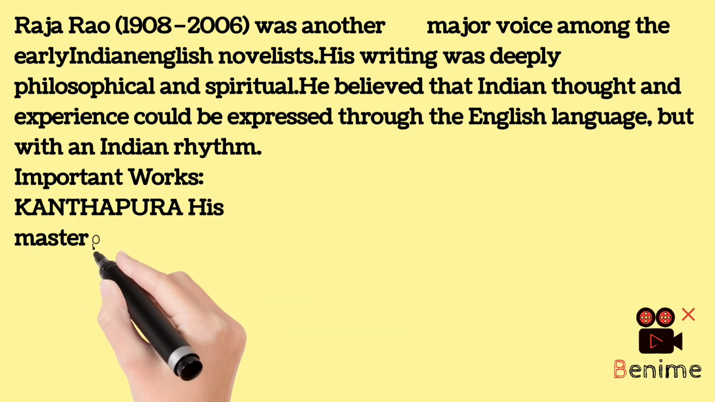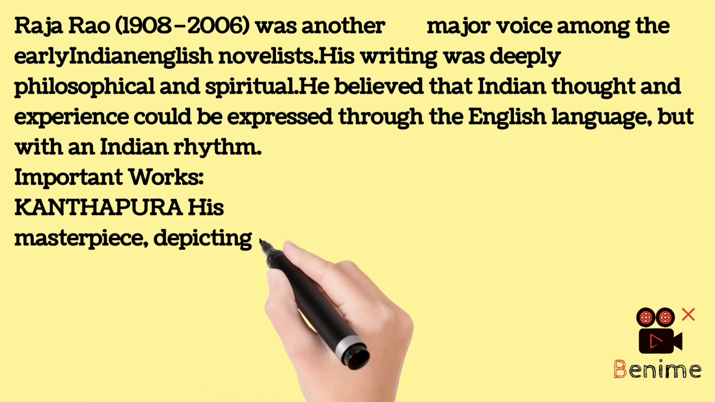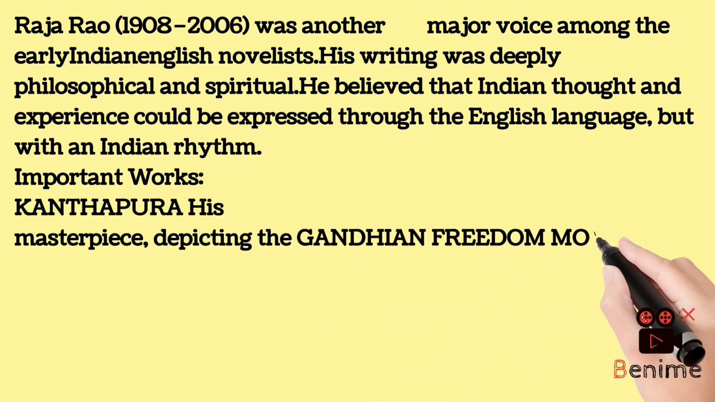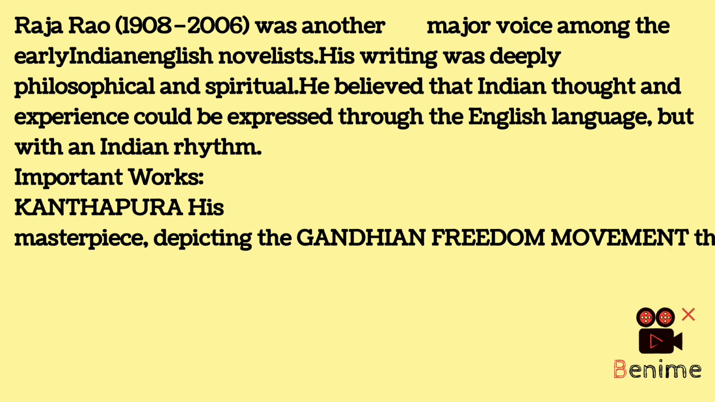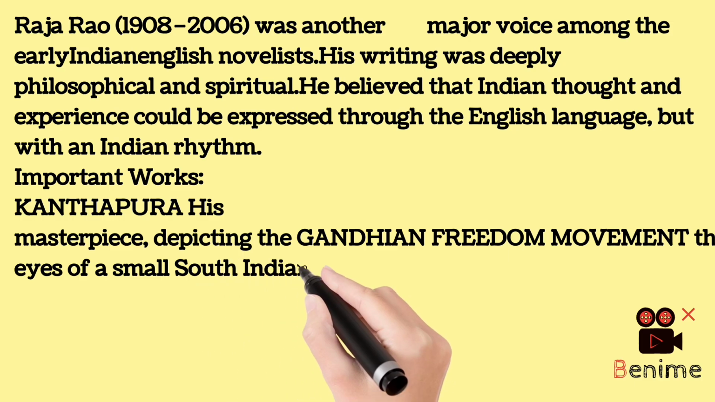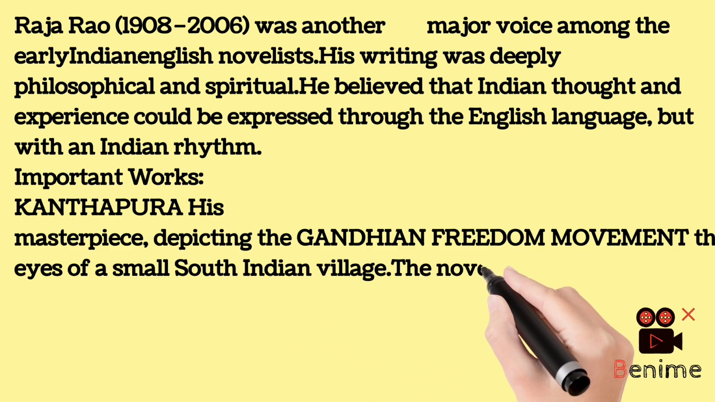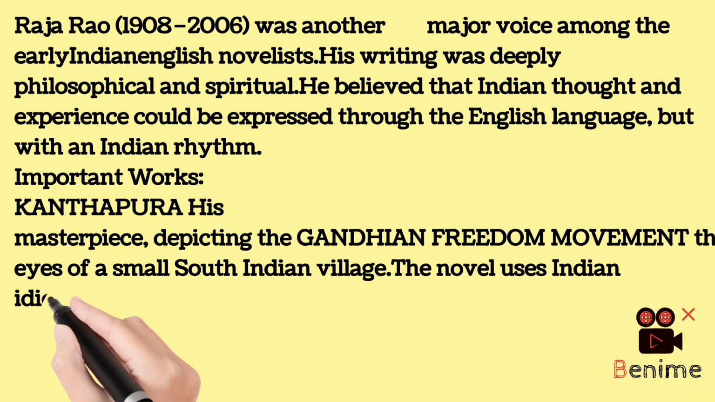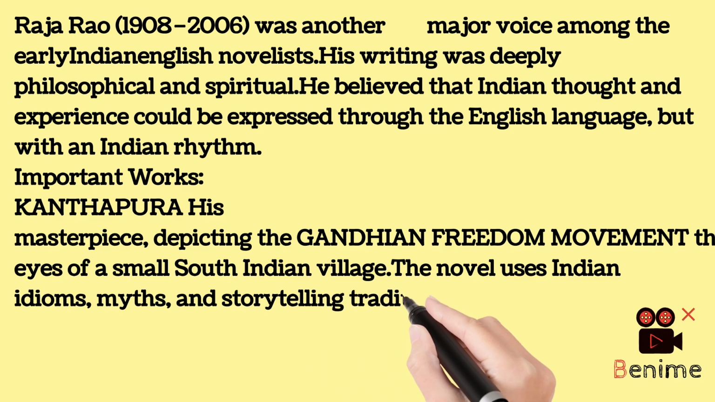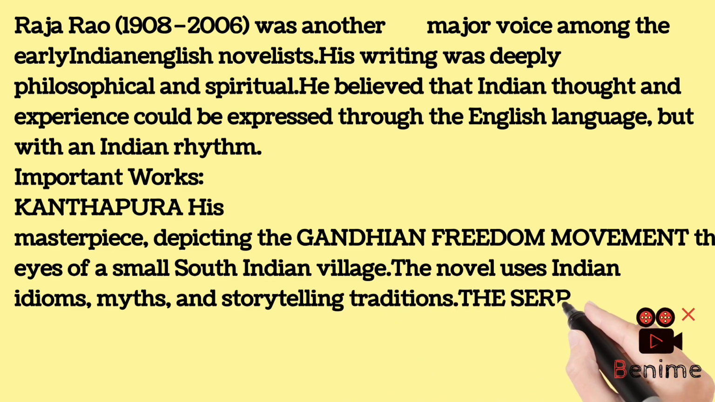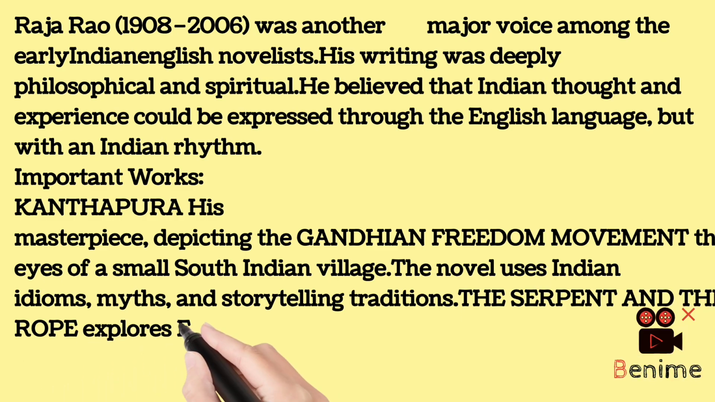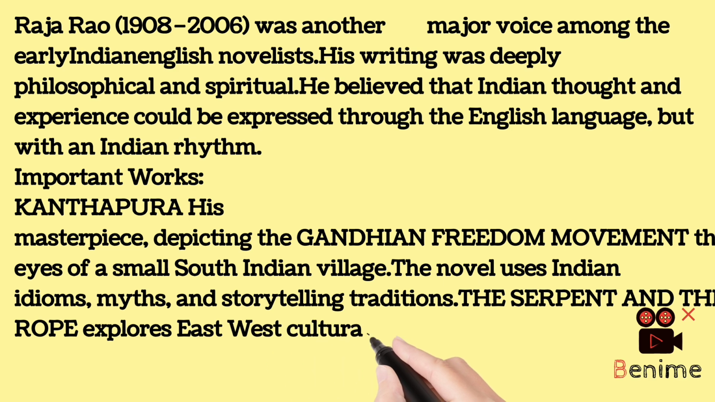Among his important works, Kanthapura is very important, and it was his best masterpiece. It depicts Gandhian freedom, and the major and important role it played in the independence movement. He had witnessed some of the movements, so he could know everything very clearly. So it shows the Gandhian freedom movement through the eyes of a small South Indian village. The novel uses Indian idioms, myths, and storytelling traditions.